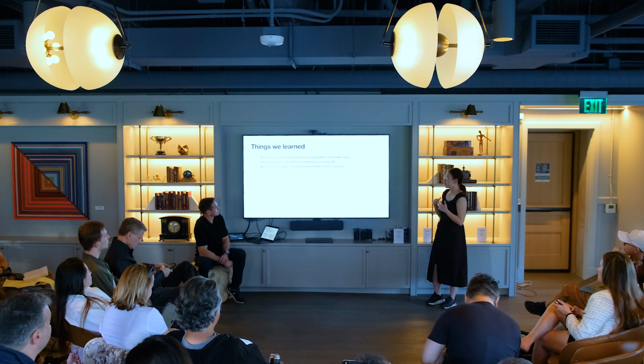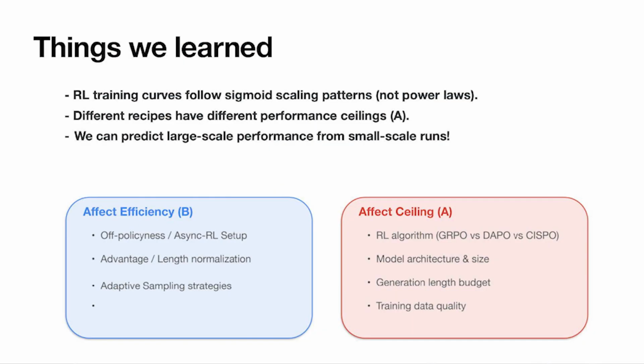What did we learn? So we learned that RL training follows these sigmoid scaling patterns. So that's different from the power laws. We learned that different recipes have different performance ceilings. And we can predict large-scale performance from small-scale training runs.